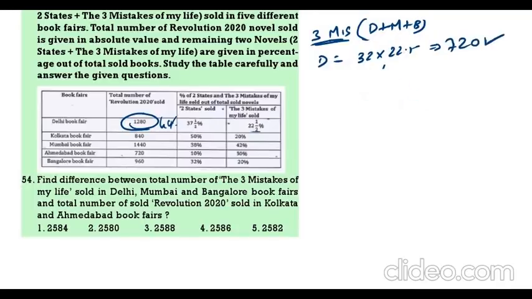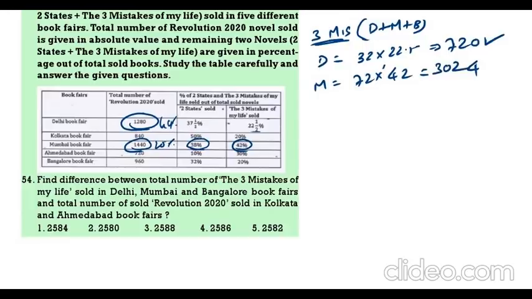Now see Mumbai. Mumbai 1440. Already I told this is 20%. So 1% is 72. Sorry, not 2 states, 3 Mistakes of My Life. This is 42. 72 into 42. So 42 2s 84. 42 7s 294. 3024. This is 3024.